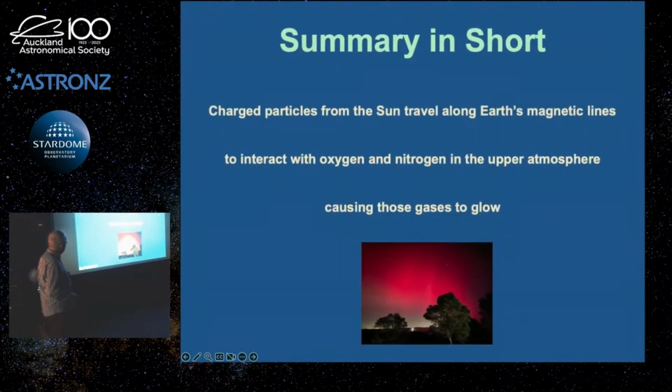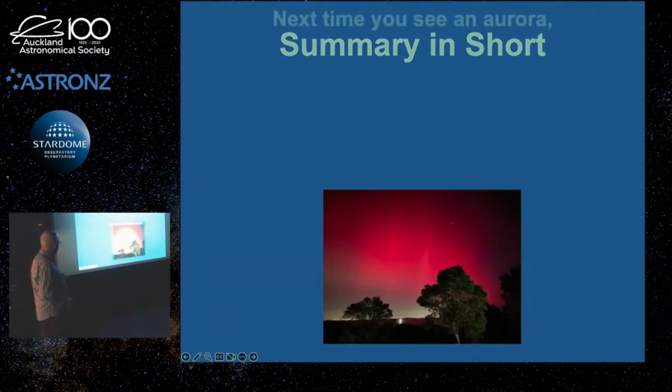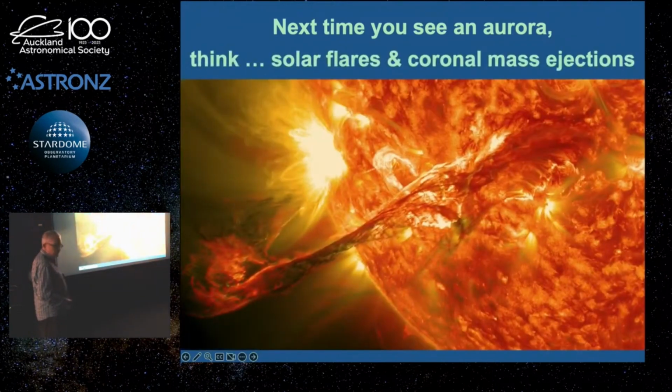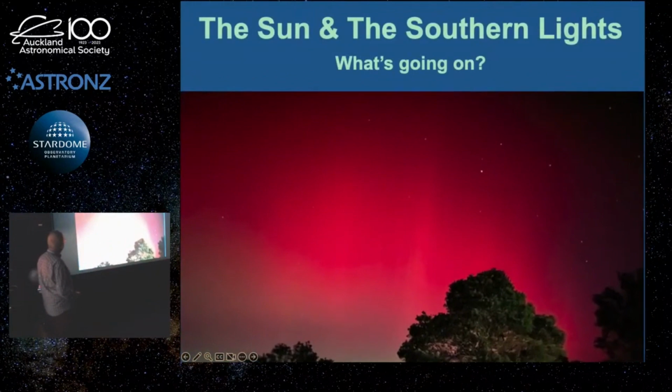So, summary in short: charged particles from the sun travel along Earth's magnetic lines to interact with oxygen and nitrogen in the upper atmosphere, causing those gases to glow. That's sort of a one sentence nutshell. So next time you see a picture like this of the aurora, I want you thinking: what's going on in the sun's surface? And that's the sun and the southern lights. Thank you very much.